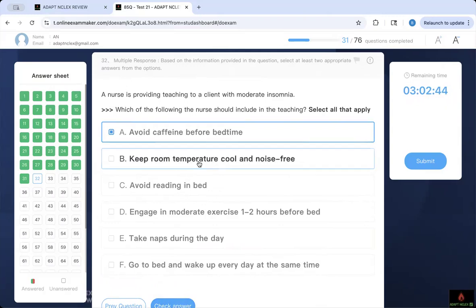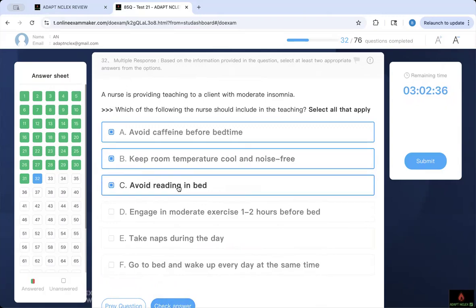Keep the room temperature cool and noise free. Cooler is much better. Warm, you can't sleep. You shouldn't read in bed. Your bed is not the library. You should be reading in the chair. When you're ready, you go to sleep.